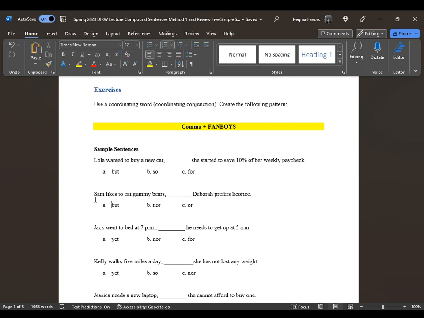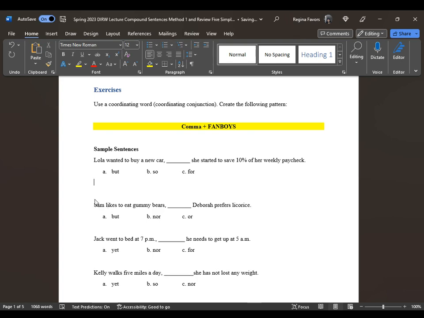So Lola wanted to buy a new car. She started to save 10% of her weekly paycheck. So let's rewrite it. Lola wanted to buy a new car, comma, so she started to save 10% of her weekly paycheck. Okay. So therefore it works like therefore.